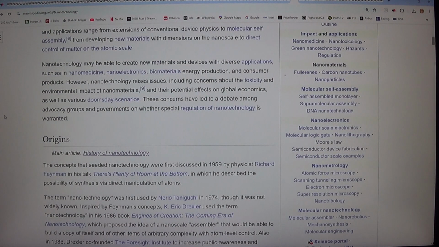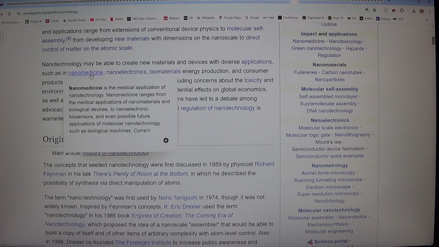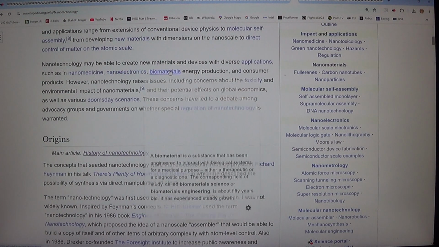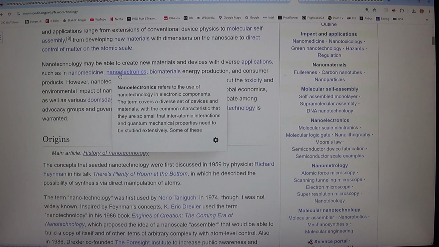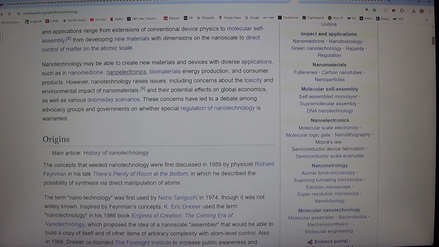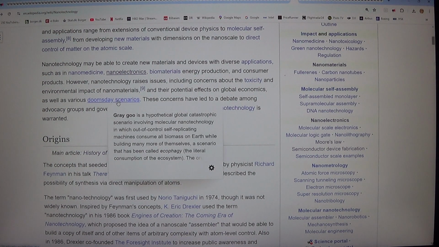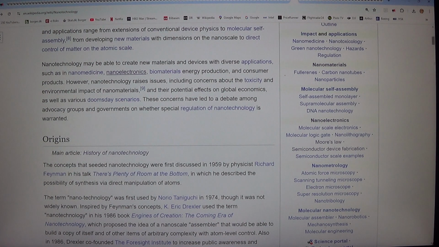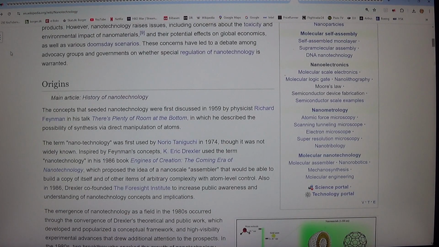Nanotechnology may be able to create new materials and devices with diverse applications, such as in nanomedicine, nanoelectronics, biomaterials, energy production, and consumer products. However, nanotechnology raises issues, including concerns about the toxicity and environmental impact of nanomaterials, and their potential effects on global economics, as well as various doomsday scenarios. These concerns have led to a debate among advocacy groups and governments on whether special regulation of nanotechnology is warranted.